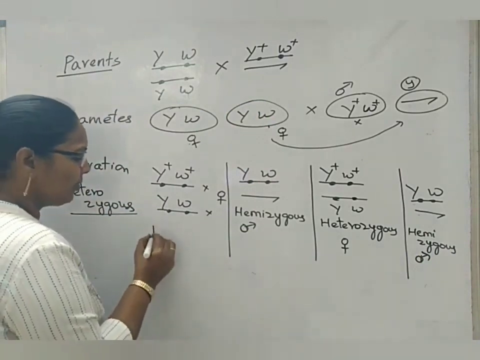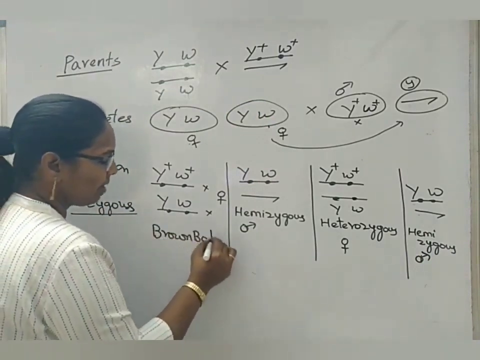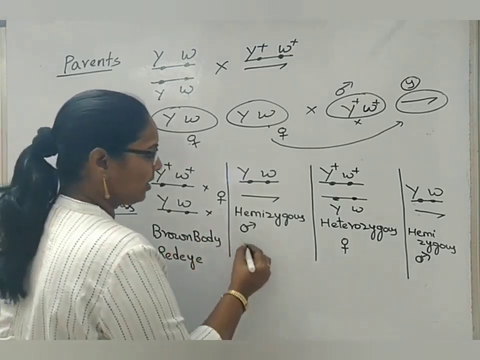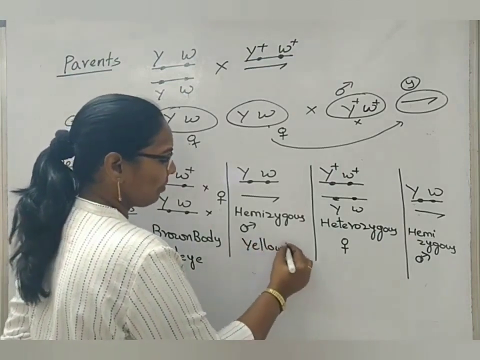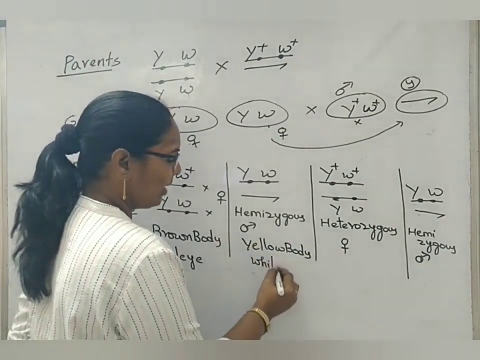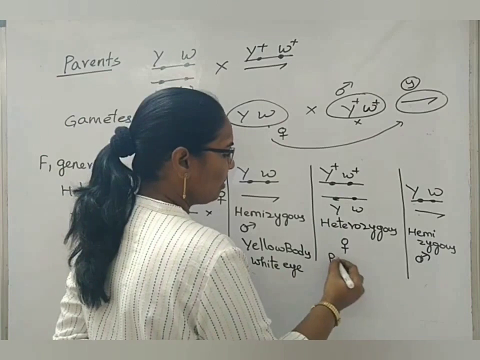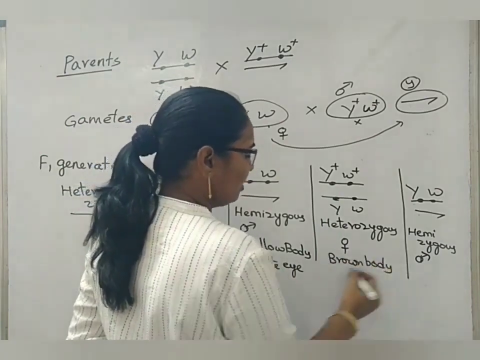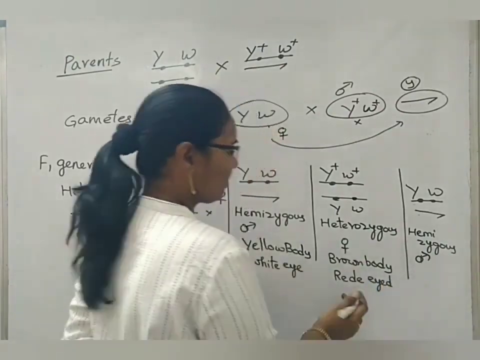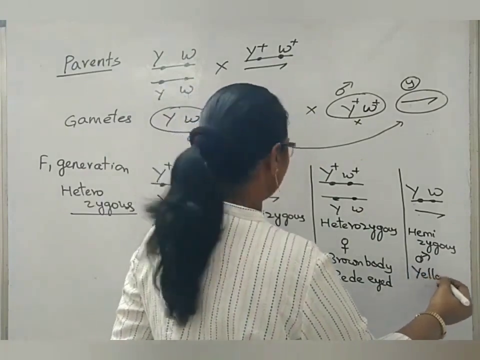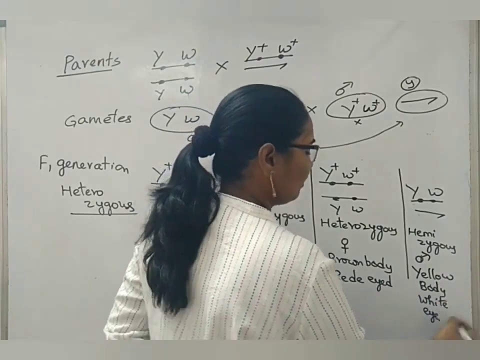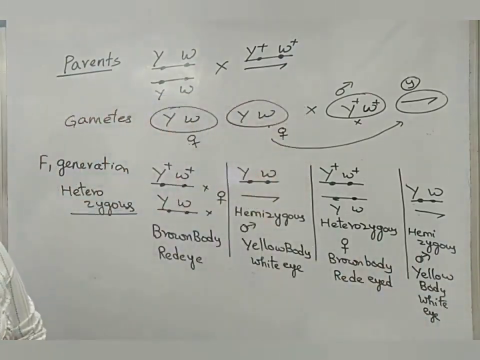We can say this one is of brown body and red-eyed female. This one is yellow body. Next, white-eyed male. This one is brown body, red-eyed female. This one is yellow body, white-eyed male. So these are the combinations that we got in the F1 generation.